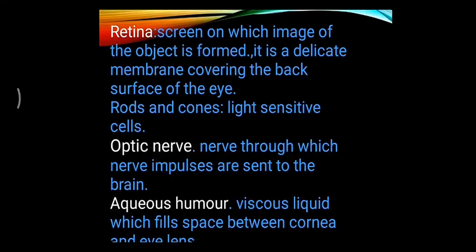The space between cornea and eye lens is filled with a liquid called aqueous humor, and the space between eye lens and retina is filled with a transparent jelly called vitreous humor. Do you know the least sensitive spot on the retina? Yes, I will tell you that spot which is least sensitive is called blind spot. This is actually where the optic nerve enters the eyeball.